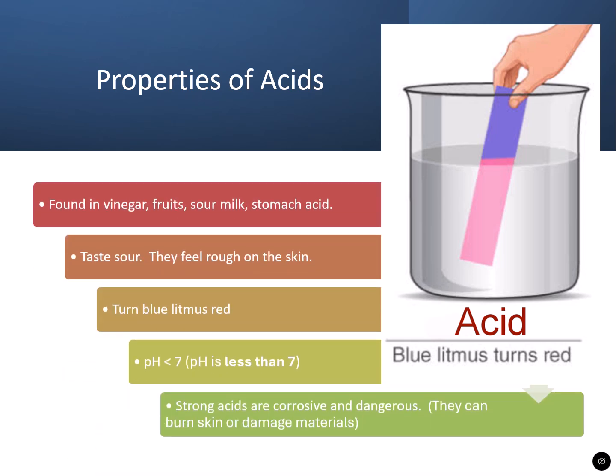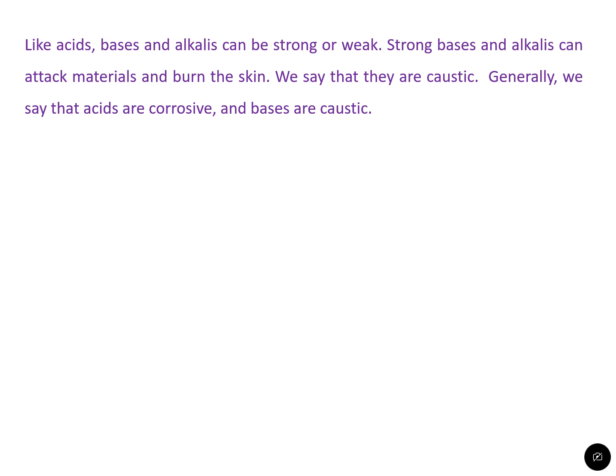Properties of acids: they are found in vinegar, fruit, sour milk, and your stomach acids. It tastes sour and it feels rough on your skin. It turns blue litmus paper to red. It has a pH that is less than 7, and it is corrosive and dangerous.